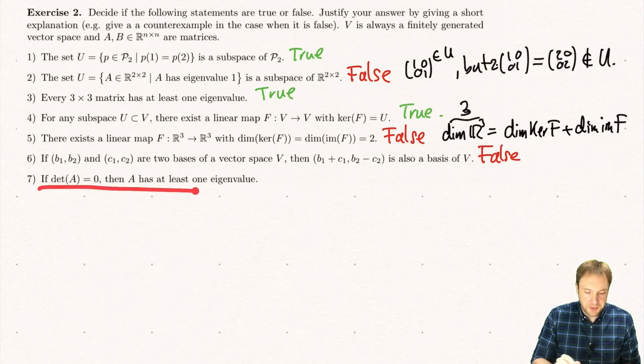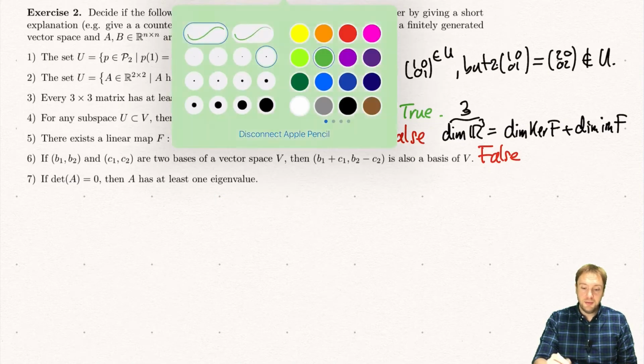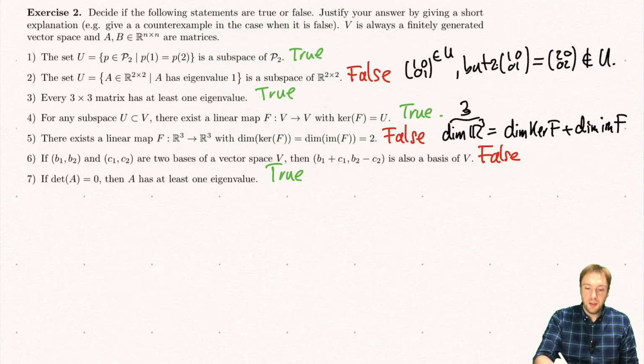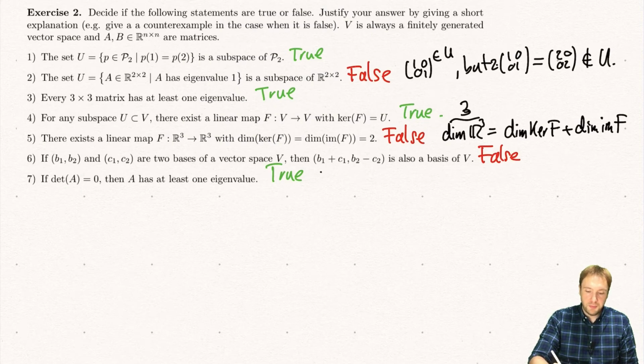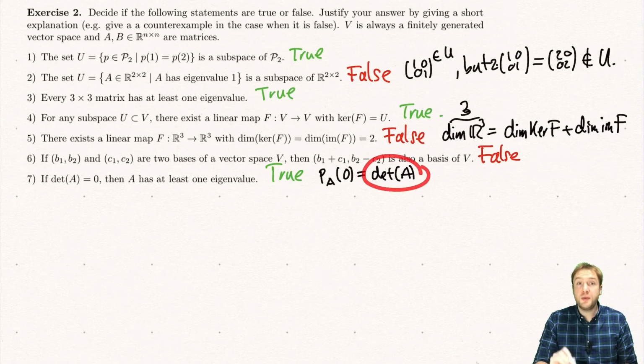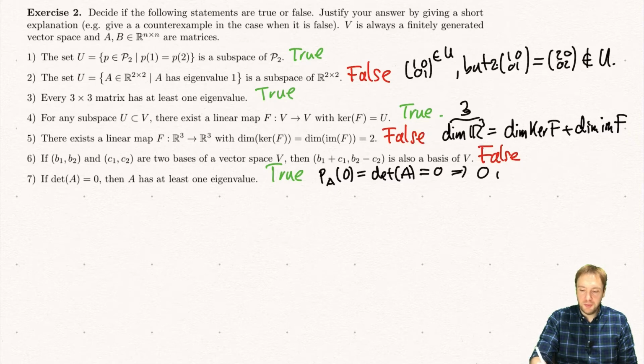And next question, if the determinant of a matrix A is 0, then A has at least one eigenvalue. And this is true, because in this case, when A has determinant 0, then 0 is an eigenvalue of A, because the characteristic polynomial of a matrix A at 0 is by definition exactly the determinant of the matrix A. And if the determinant is 0, then the number 0 is a zero of the characteristic polynomial. So in other words, 0 is an eigenvalue.